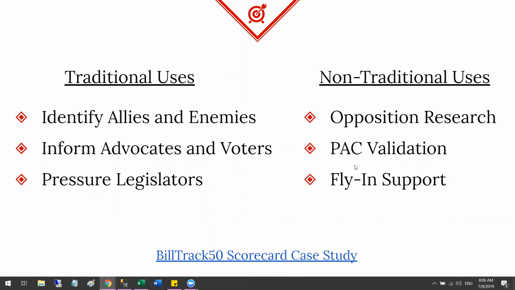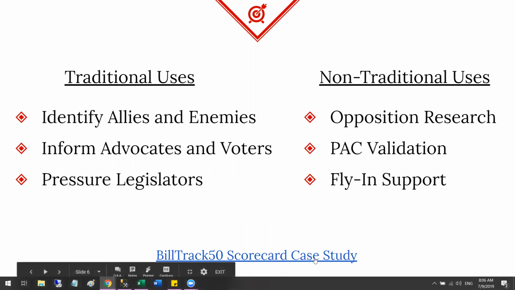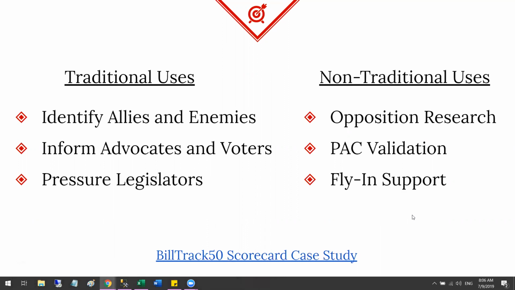And then obviously to pressure legislators by saying our advocates are going to vote based on how you do against this agenda of bills. So by publishing it, and then getting your advocates to call their legislators and let them know that this is important to them and they're going to vote based on this, that will apply pressure to legislators. And I have a case study linked here about somebody who created a scorecard and was able to apply a bunch of pressure. So Michael, would you like to explain some non-traditional uses?